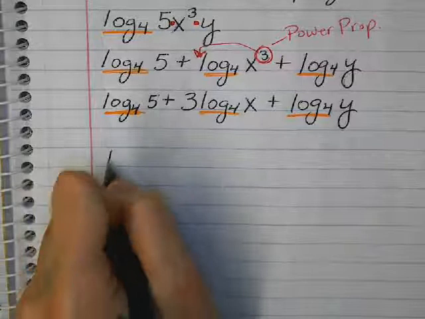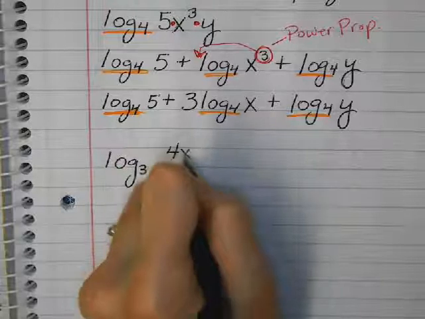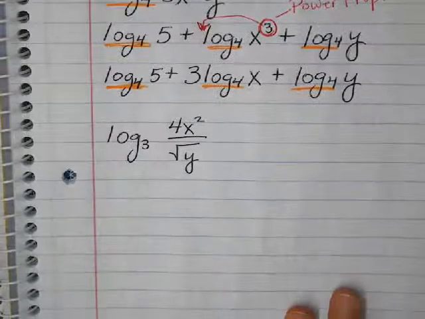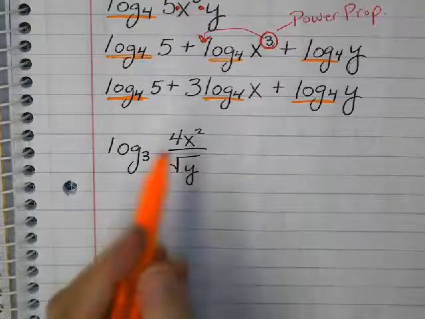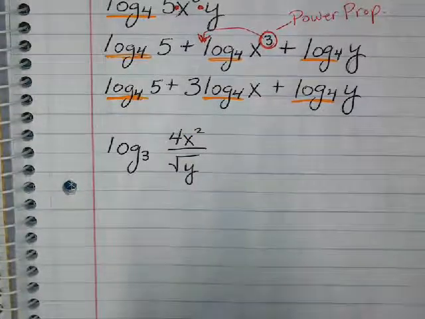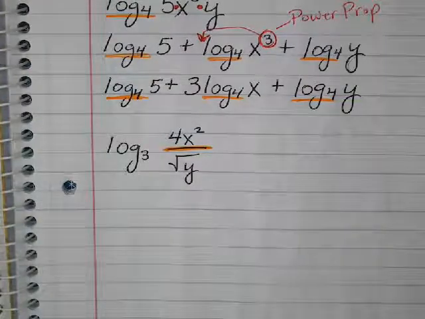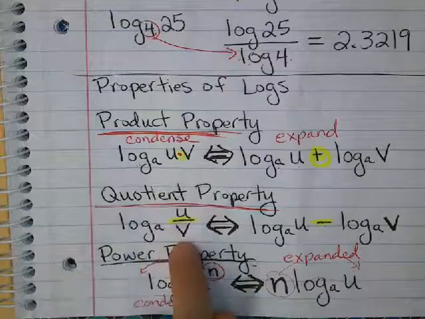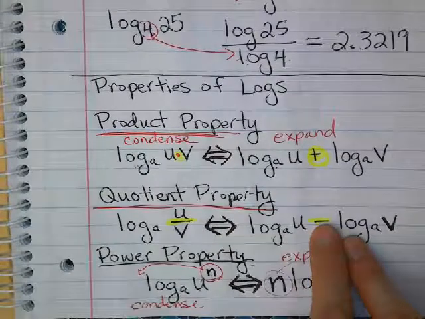So let's do one more of these kind. So let's say log base 3 of 4x squared over square root of y. Right away, what pops into my mind is that I see a fraction. That's the first thing I think of. Okay, great, I have a fraction. If we look back at our properties, if I have a fraction, you should be thinking about this quotient property. If you have a fraction, it's going to turn into some subtraction problem. See that?